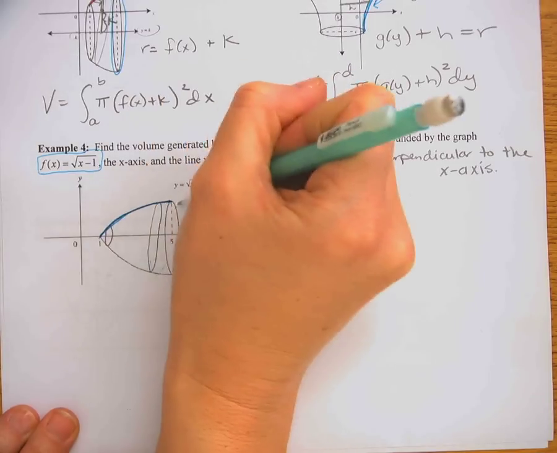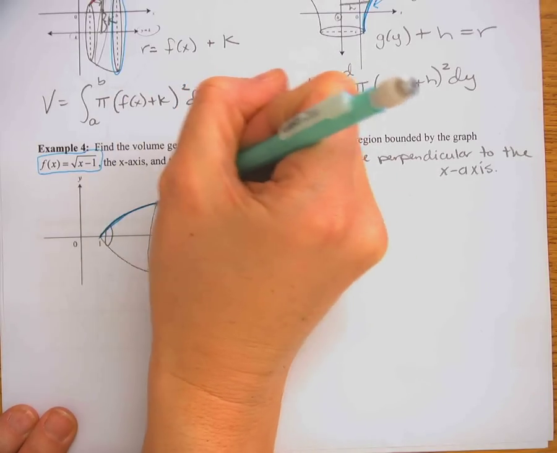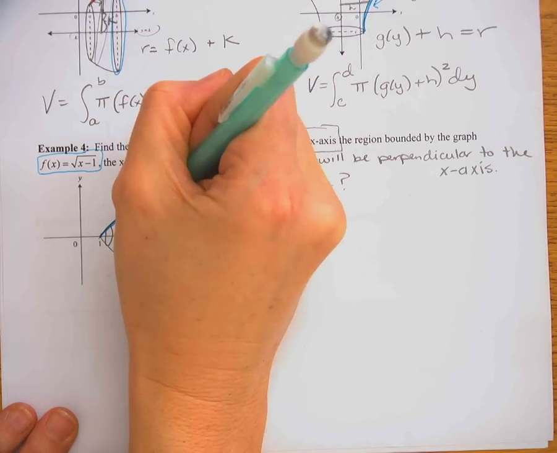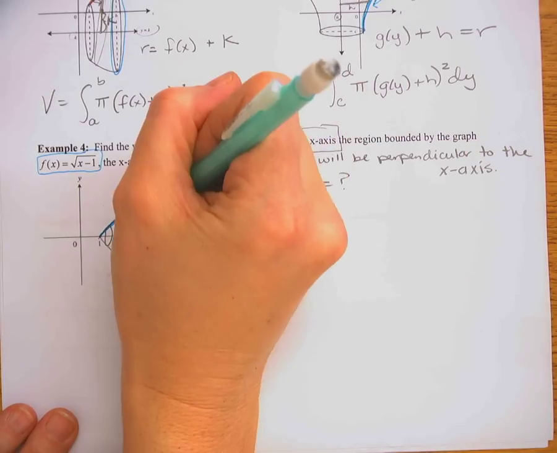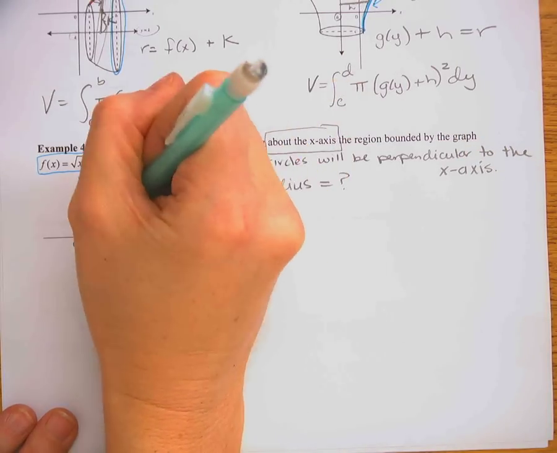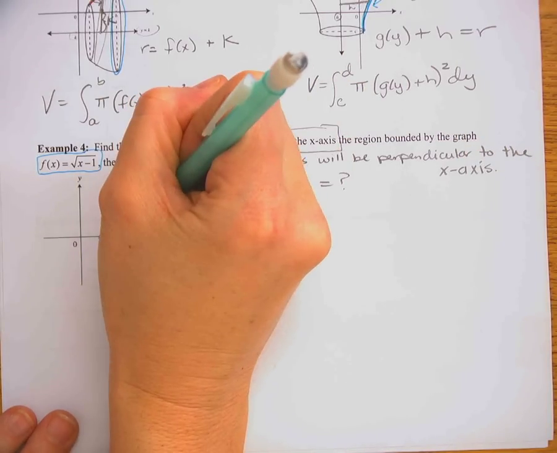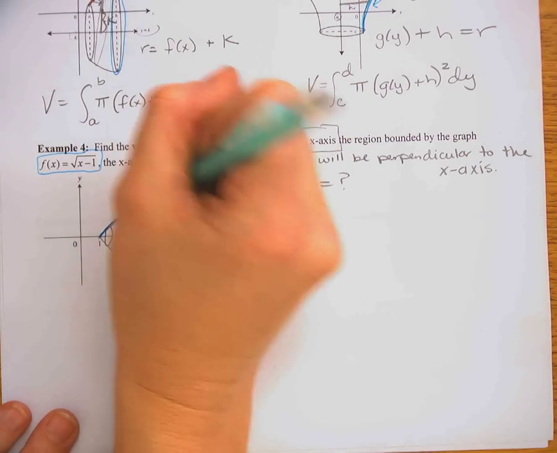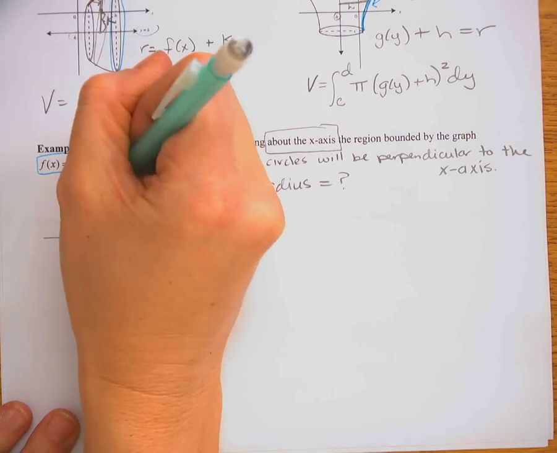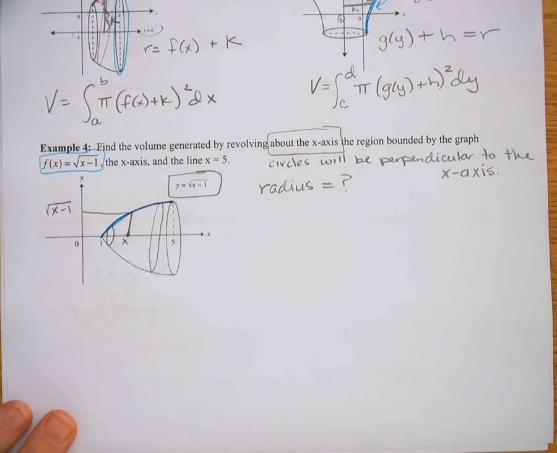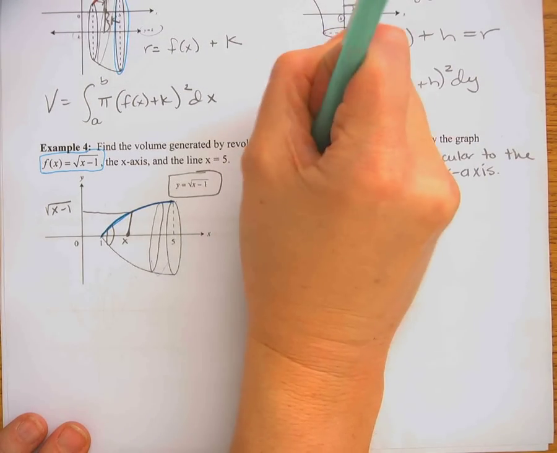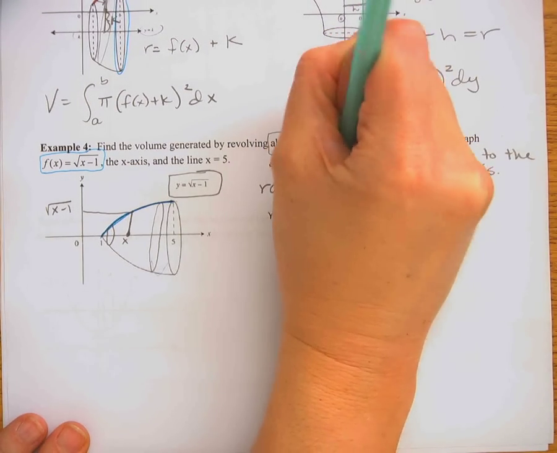The radius is going to be really small over here and really big over here, and it's based off of the height of this function. So the radius is going to go from the center of the shape, which is on the x-axis, up to the top of the curve. So it's basically going to be the square root of whatever x is minus 1. It's the height of the function. It's the value of the function. So the radius is basically equal to the square root of x minus 1.